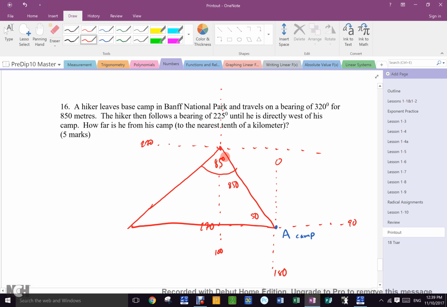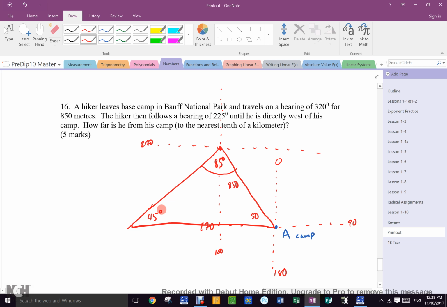85. I want to know how far he is from camp. If that's 50 and that's 85, what's that? That's 40. 45. Right? Not quite. He's 5 more. Right? Yeah, he's 40.